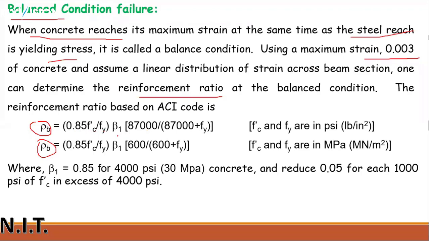0.85 f'c over fy, beta 1, 87,000 divided by 87,000 plus fy, where f'c and fy are in psi. PSI means pounds per square inch. This is the FPS system, and this is a formula which is in megapascal.